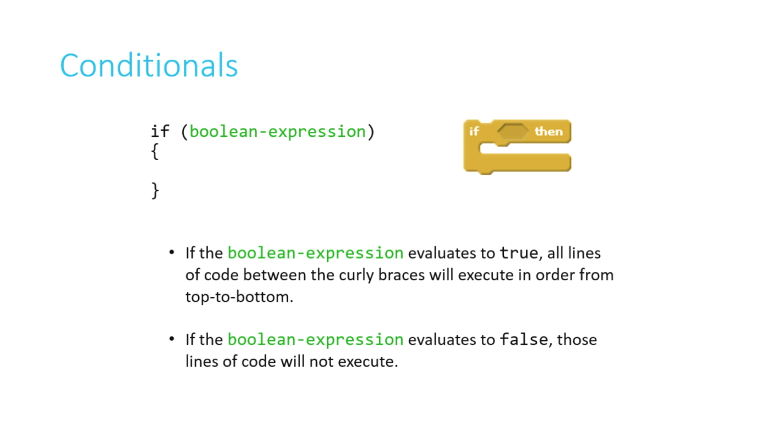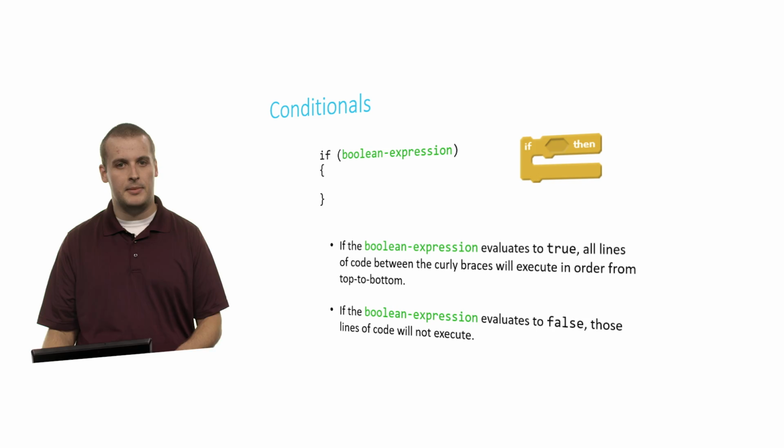So if is a pretty simple conditional. If you recall from Scratch on the right here, you could fill in that hexagon with a Boolean expression, if mouse down, or if x is less than 10, or something like that. And then if x was less than 10, or if the mouse was in fact down, all of the code inside of the puzzle piece would execute, all the things that fit inside that C shape.